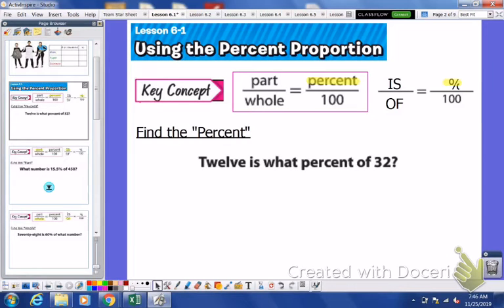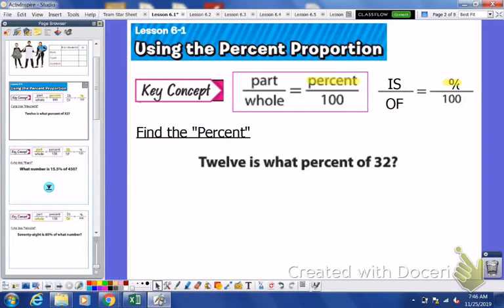Alright guys, chapter 6, we are finally going to be talking about percentages. Unlike last year, you're not going to be using a percent button on your calculator. We're going to be using either a proportion or an equation. In section 1, we're going to be talking about how to use the proportion. In a later section, we'll talk about how to use the equation.